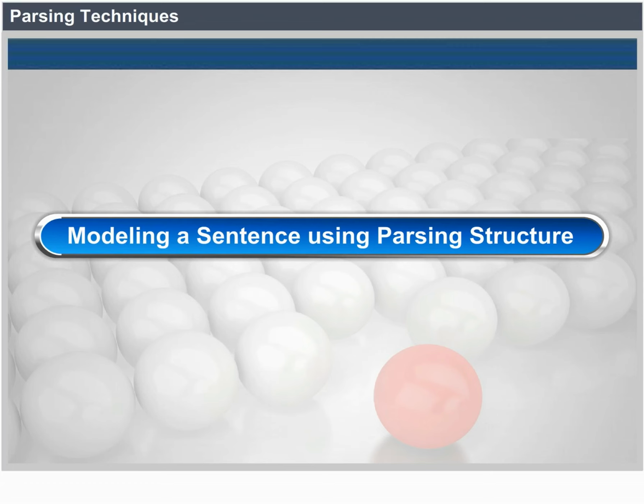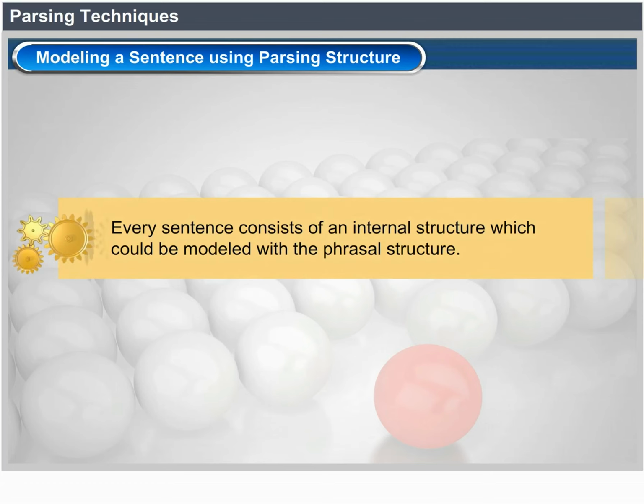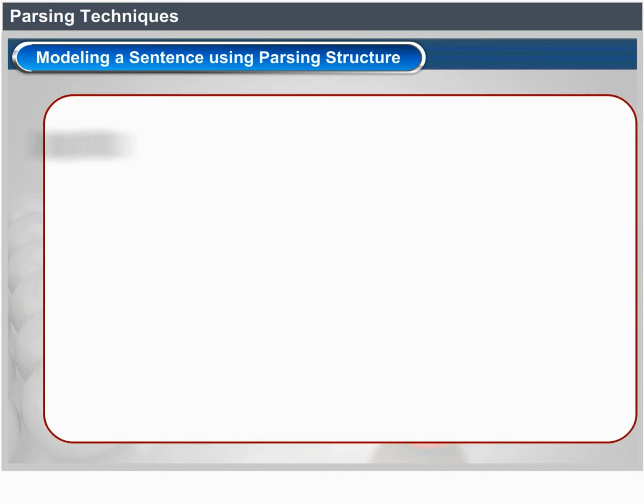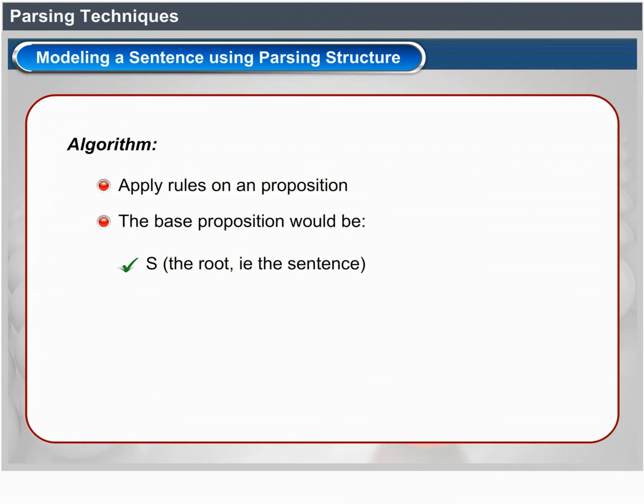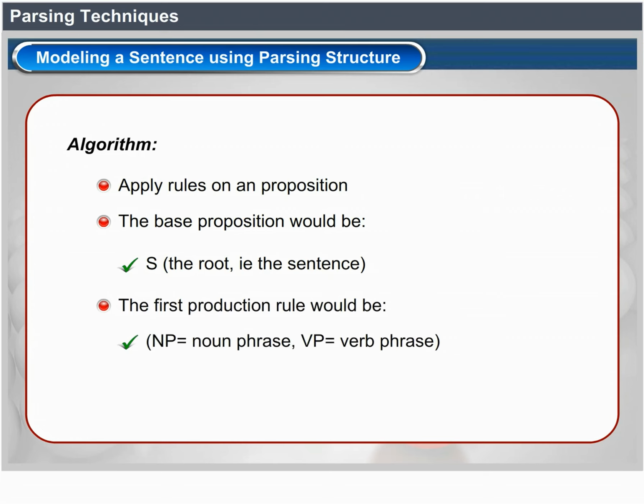Modeling a sentence using parsing structure. Every sentence consists of an internal structure which could be modeled with the phrasal structure. Algorithm: apply rules on a proposition. The base proposition would be S, the root, that is the sentence. The first production rule would be NP is noun phrase, VP is verb phrase. S implies NP, VP.